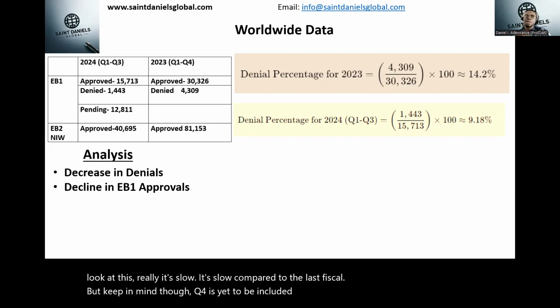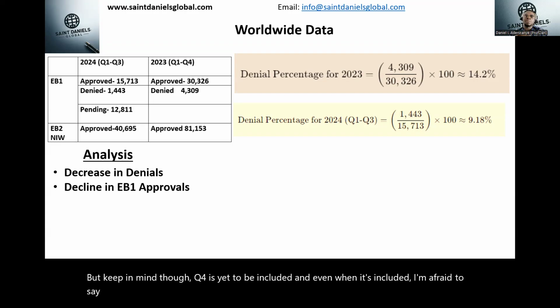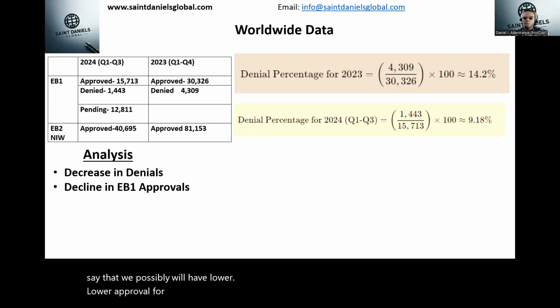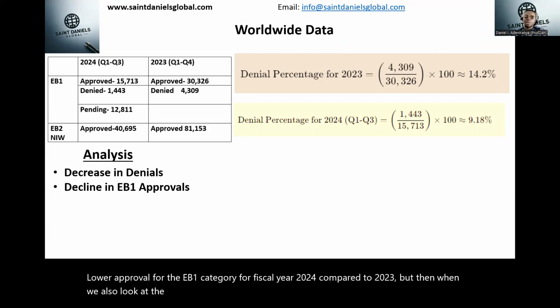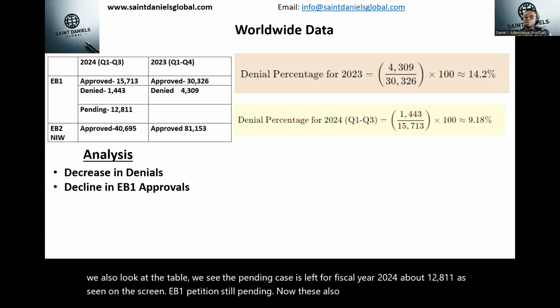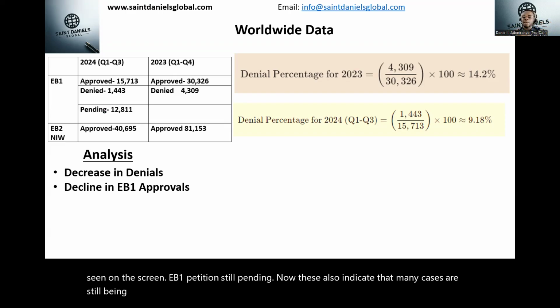And even when it's included, I'm afraid to say that we possibly will have lower approval for the EB1 category for fiscal year 2024 compared to 2023. But then when we also look at the table, we see the pending cases left for fiscal year 2024 is about 12,811, as seen on the screen. EB1 petitions still pending. Now, this also indicates that many cases are still being processed and might get approved in this quarter four.